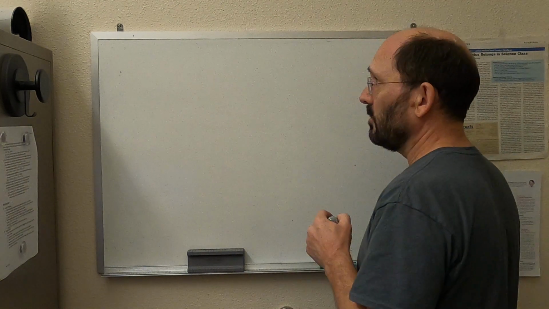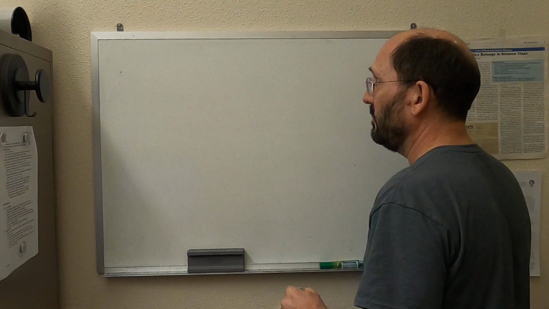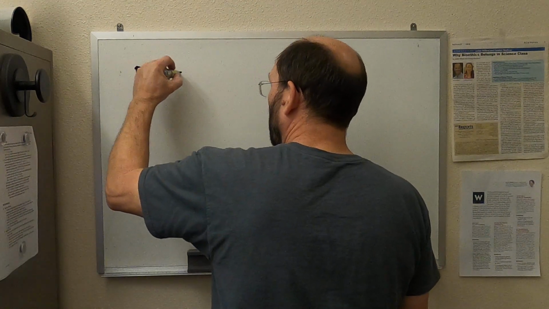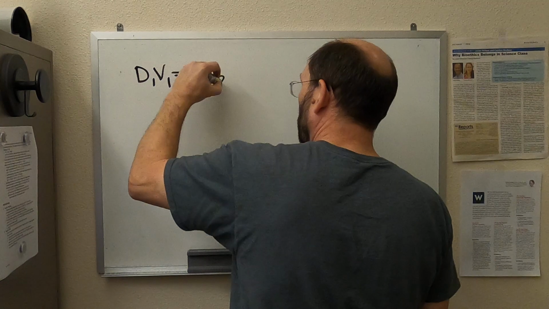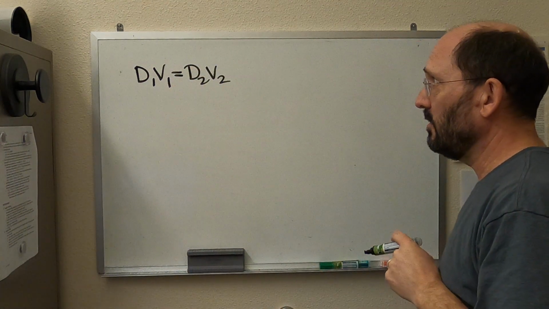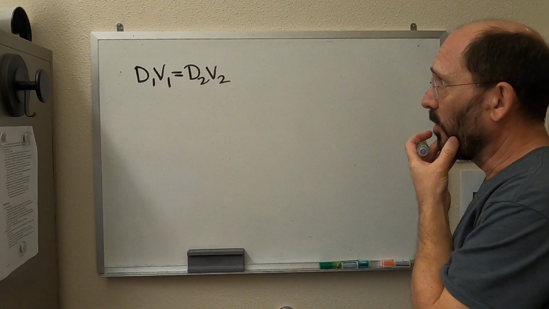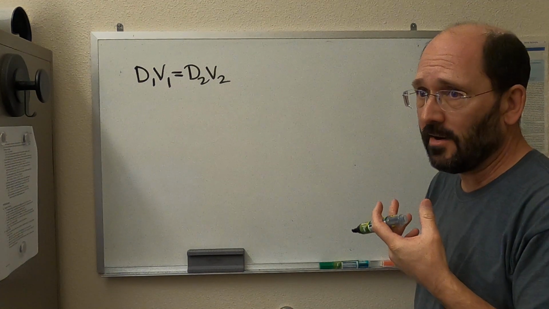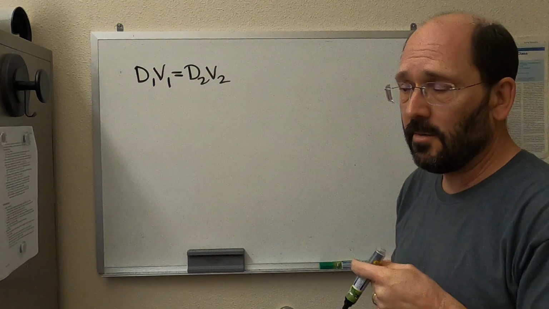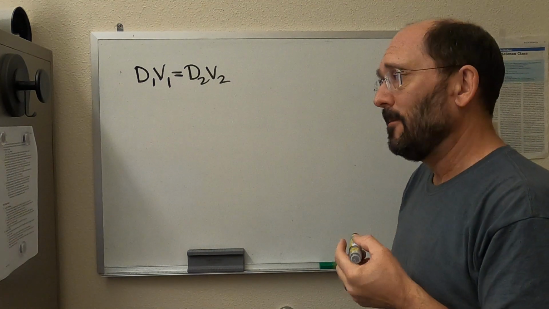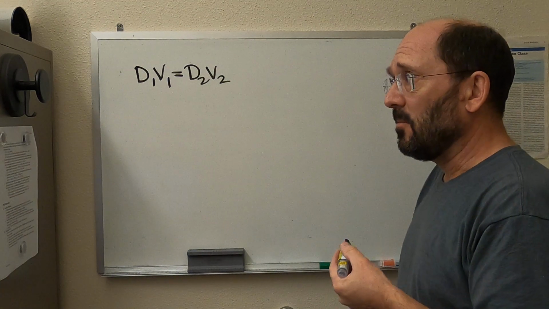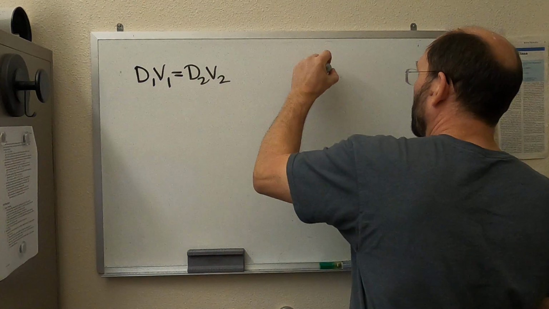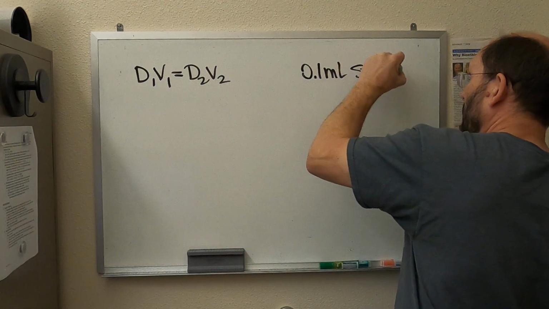So the very first thing we're going to be doing here is using this particular formula: D1V1 equals D2V2. This is the standard formula that we will be using for our dilution series. In order to solve this equation, we have to know 3 of the 4 variables to be able to solve for the 4th. So let's get an example from your lab.